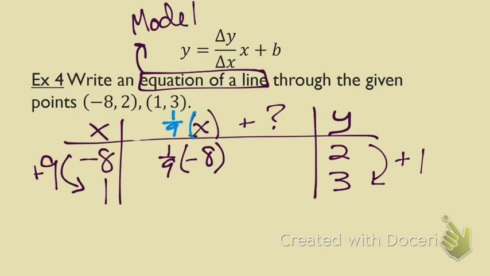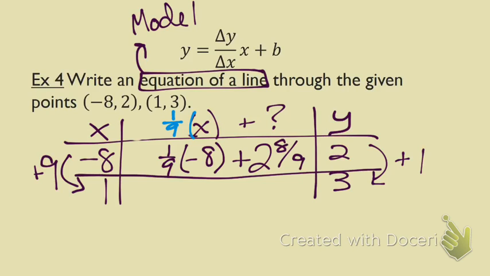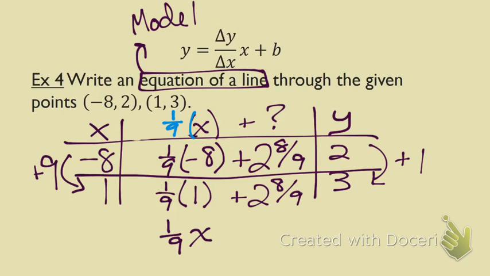So how much do you have to add to get to 2 wholes? So if you're at -8/9, you have to add 8/9 to get to 0, and then you have to have 2 more wholes. So in the second row, a 1/9 times 1, we still have to add 2 wholes and 8 more 9ths to get to 3. So let's talk about this model. What stayed the same was a 1/9 times the x column plus 2 and 8/9, and that equaled the y column.